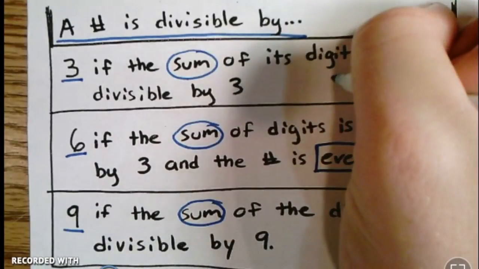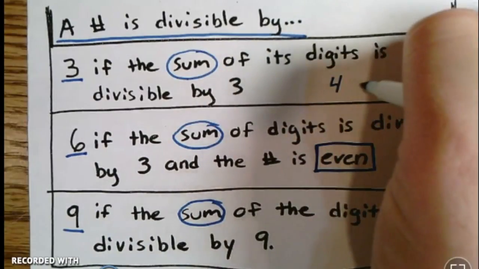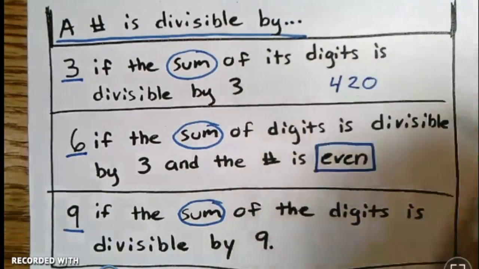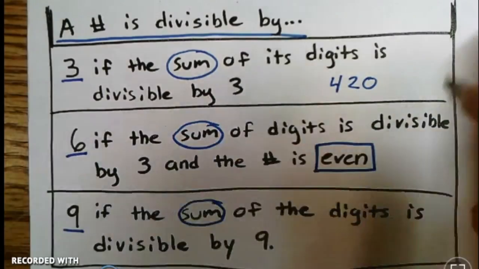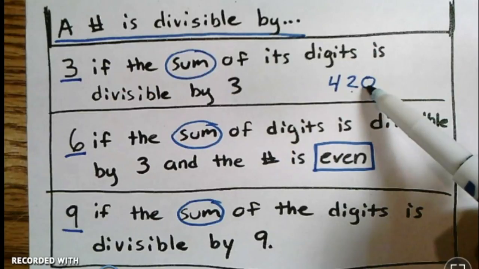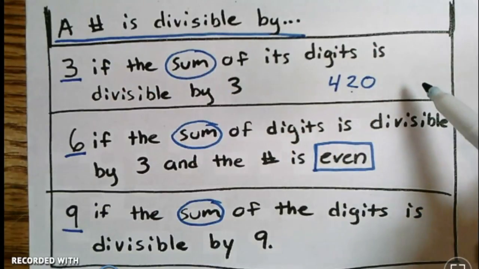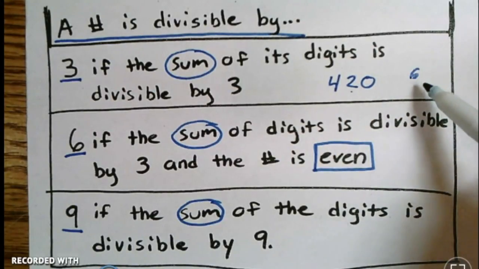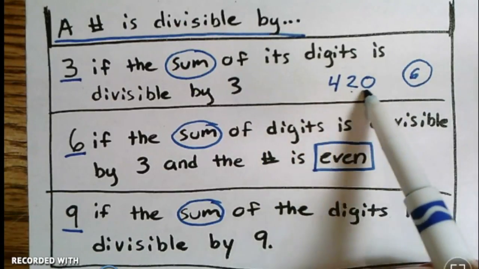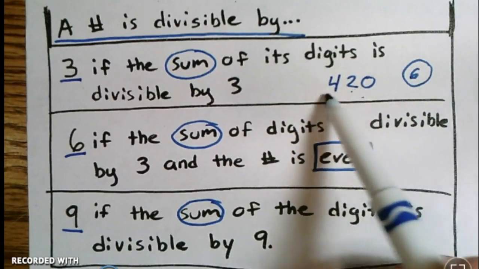So what that means, if I wanted to know if 420 is divisible by 3, then I would say, what is 4 plus 2 plus 0? So 4 plus 2 plus 0 is 6. And then I can say, is the number 6 divisible by 3? Yes, it is. 3 goes into 6 evenly. And so then I know that 420 is divisible by 3.